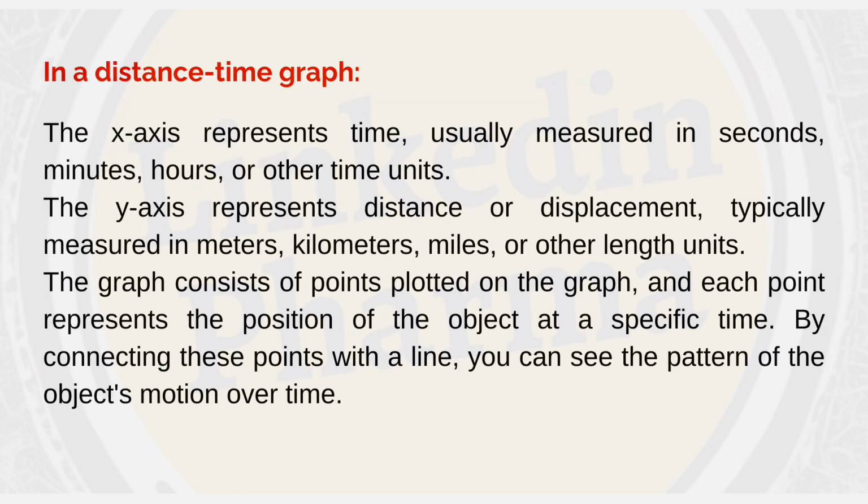In a distance time graph, the x-axis represents time, usually measured in seconds, minutes, hours, or other time units. The y-axis represents distance or displacement, typically measured in meters, kilometers, miles, or other length units. The graph consists of points plotted on the graph, and each point represents the position of the object at a specific time. By connecting these points with a line, you can see the pattern of the object's motion over time.